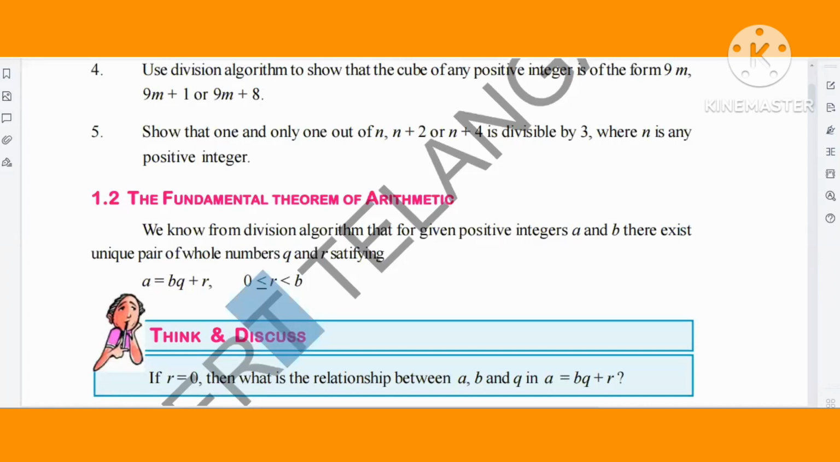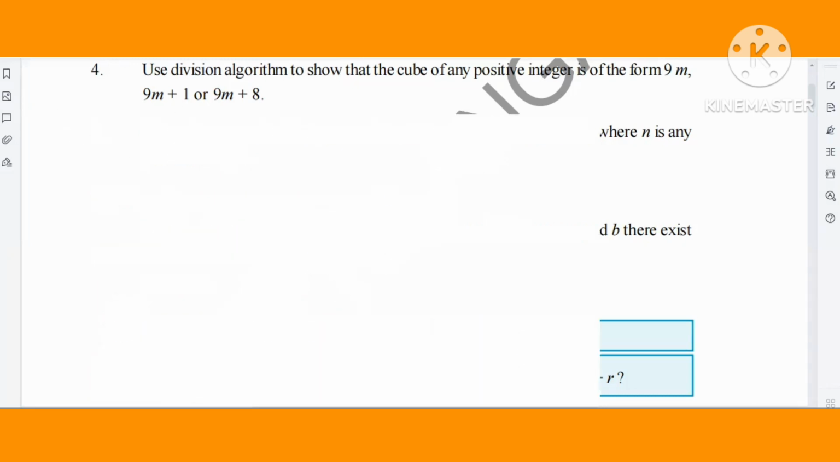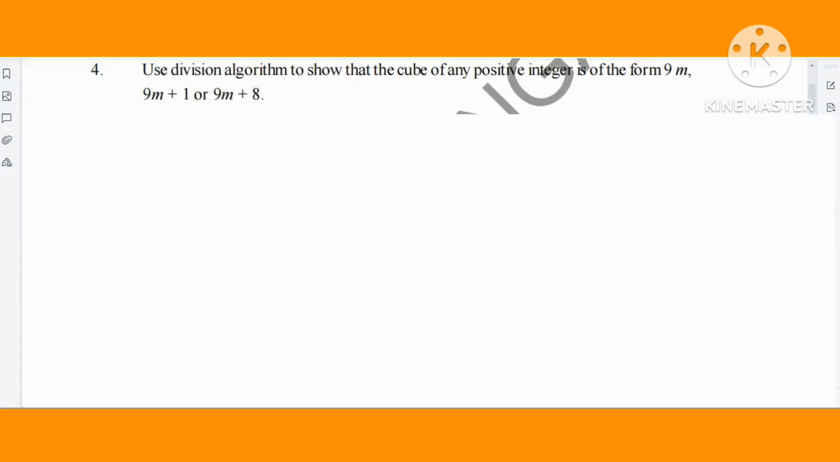Okay, now we discuss the fourth one. The fourth one is cubing. So in the third problem, we have discussed the squaring of a number. Yes, the square of the number is in the form of 3P or 3P plus 1. Now we have this problem, that is, you can observe here, that is cube, the cube of a number.